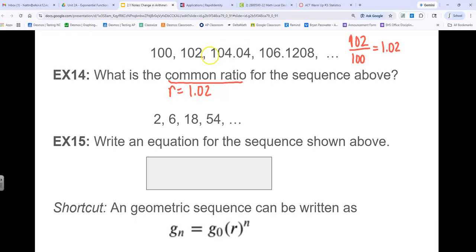I don't necessarily have to use 102 and 100. I could do 106.1208 and divide it by 104.04. However, this one's obviously a little easier to deal with for that. It's less necessary to do this for number 15, but it would work. If I do 6 and divide by the term that comes before it, I get 3. Or if I were to do 54 divided by 18, I would get 3. So, I think these are a little harder to think about.